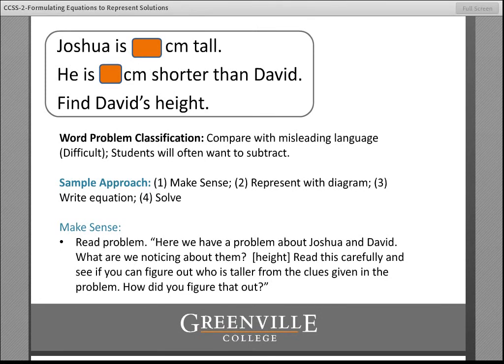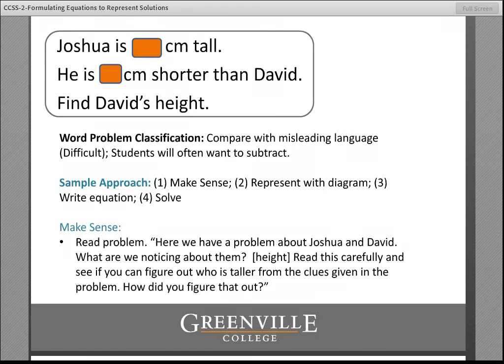First, make sense of the problem. Then represent with a diagram before writing the equation and then solving. When I ask them to make sense of a problem, we typically read the problem first, and I might read it myself and then have them read it with me a second time. Sometimes I cover the numbers up when I want them to focus on the language.